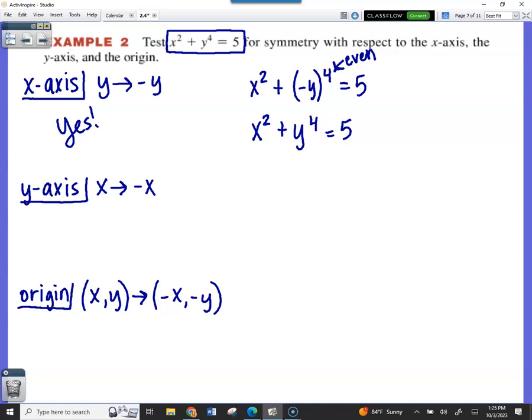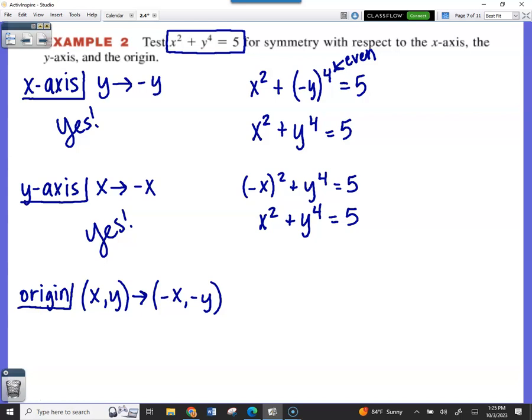Checking for y, we're plugging in negative x. So we have negative x squared plus y to the fourth equals 5. That's negative x times negative x, so it would become positive. Is that the same equation? Yes. You've got symmetry over the x and the y.